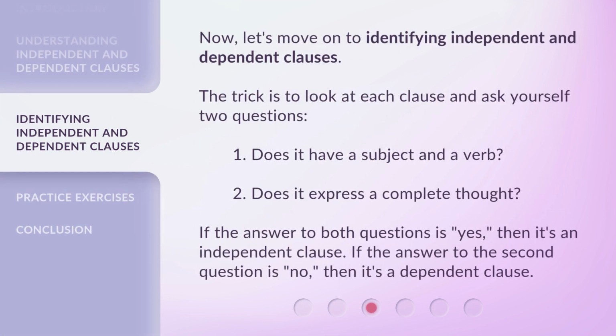Now, let's move on to identifying independent and dependent clauses. The trick is to look at each clause and ask yourself two questions. 1. Does it have a subject and a verb? 2. Does it express a complete thought? If the answer to both questions is yes, then it's an independent clause. If the answer to the second question is no, then it's a dependent clause.